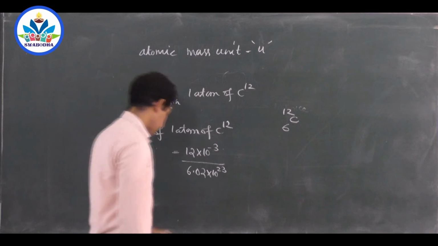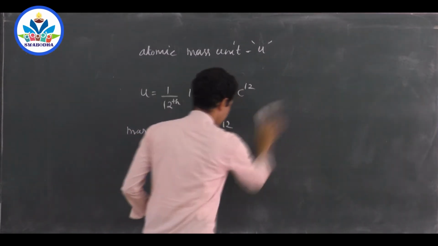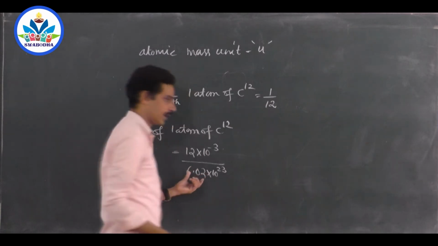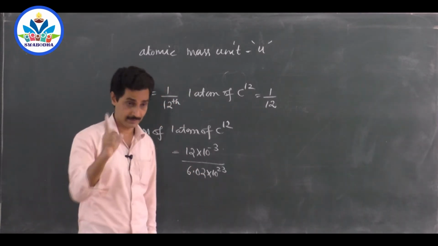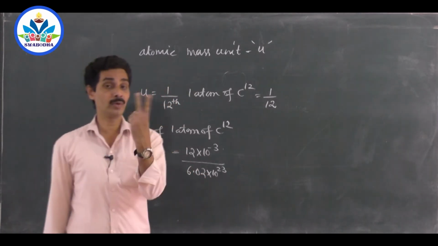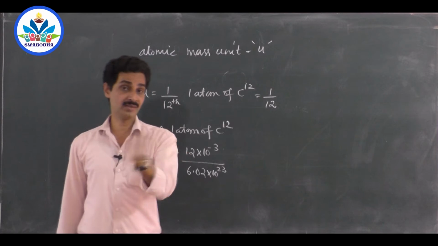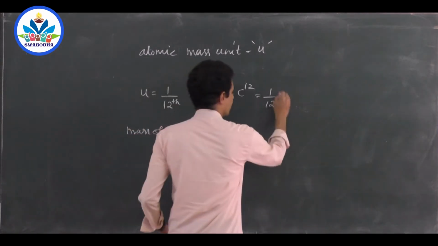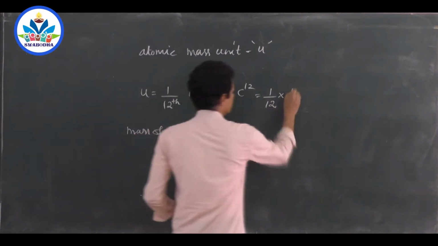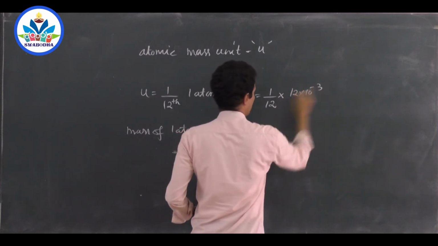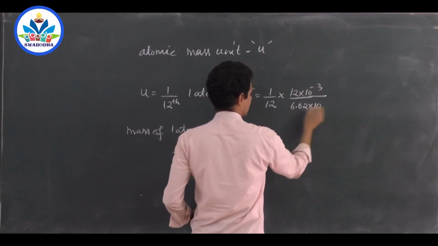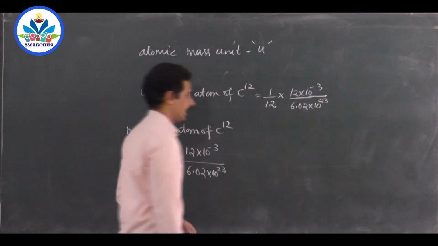But what is the atomic mass unit? It is 1/12th of the mass of one atom of carbon-12. Divide it by 12, because this gives the mass of one atom, and one atom contains 12 particles inside: 6 neutrons and 6 protons. Share the mass among them. 1/12th of 12 gram for 1 mole.